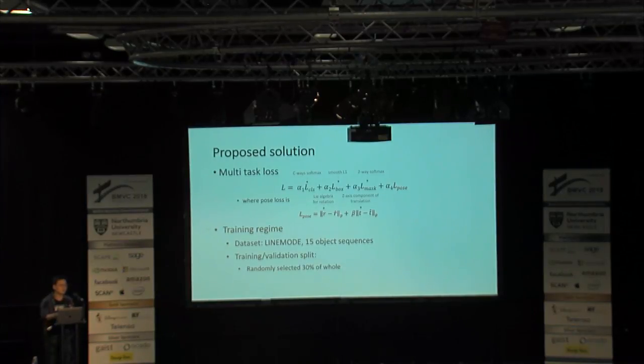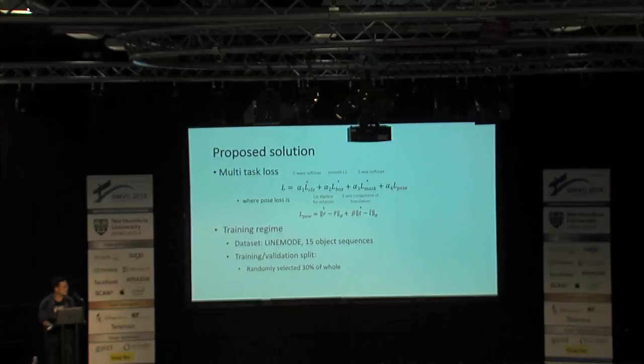In order to train our neural network in an end-to-end way, we design a multitask loss. This loss consists of the classification loss, the segmentation loss, the bounding box loss, and the last one will be our pose loss.